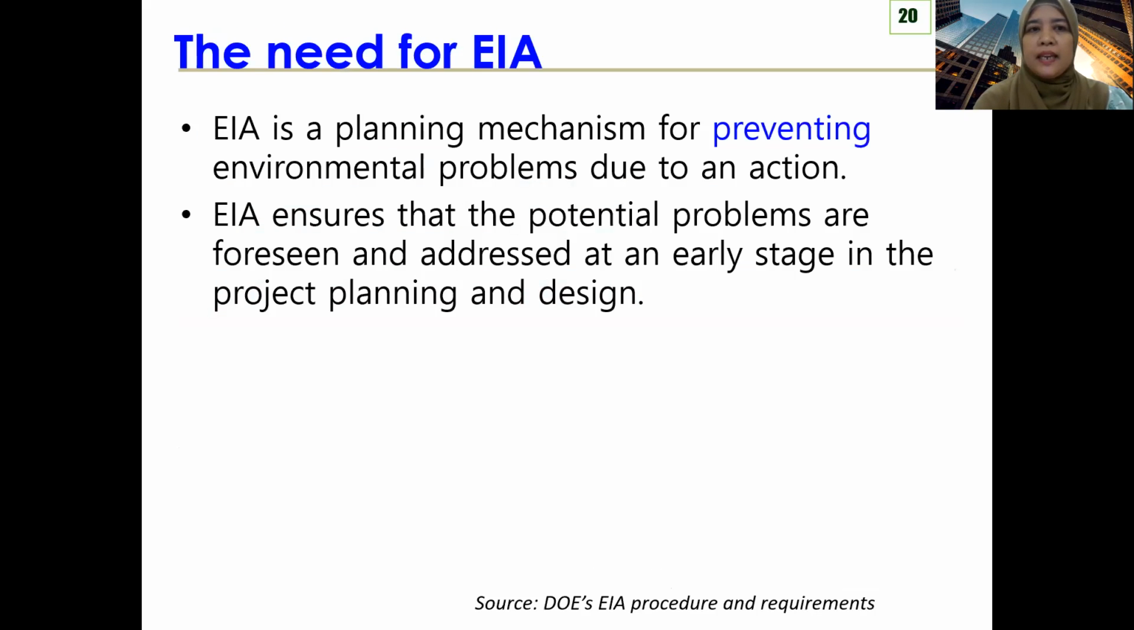Why do we need EIA? It's a planning mechanism for preventing environmental problems due to an action. Kita nak prevent. Preventative principle or preventive principle. Okay? Planning mechanism. So planning means at the beginning. Okay? Prevent environmental problems due to an action. And EIA ensures that the potential problems are foreseen. Kita dah boleh jangka daripada awal. We are foreseen and address.